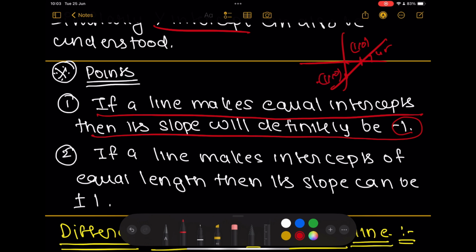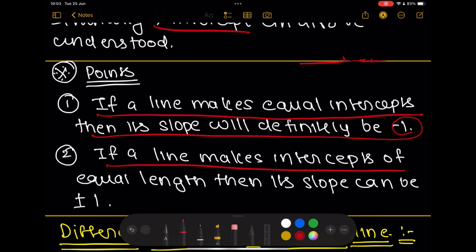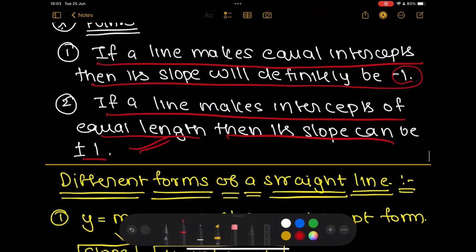Do they have equal intercepts? Do they have equal x-intercept and y-intercept? No. The length of the x and y intercept is equal, but the x and y intercepts are not equal, because x-intercept in this case is 1, whereas y-intercept in this case is -1. They are not equal, so slope can't be equal to 1. So if a line is making equal x and y intercepts, that means the slope of the line will definitely be -1. It can never be +1. If a line makes intercepts of equal length, then its slope can be +1 or -1. This is very important to remember.